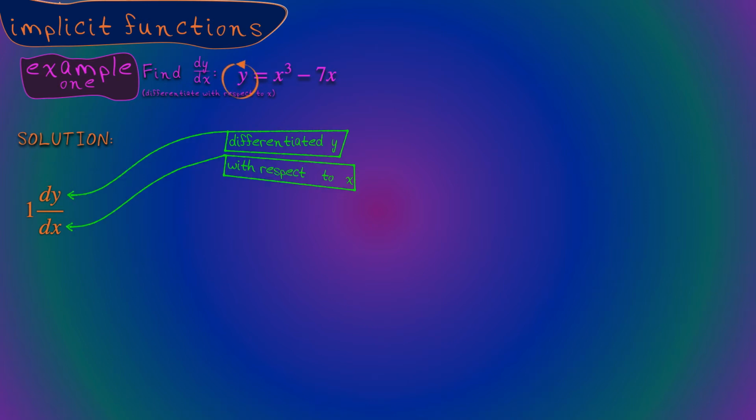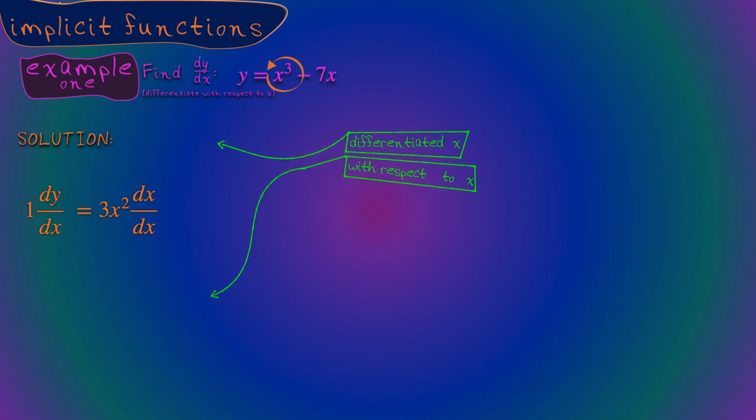So let's look at an example. We want to find dy/dx, the derivative with respect to x. Since y is equal to x cubed minus 7x, that is y as a function of x. So we're going to find dy/dx. First, the derivative of y is just 1. But really, we just differentiated y with respect to x. And so our differential left over there is going to be dy/dx. So that's where it comes from.